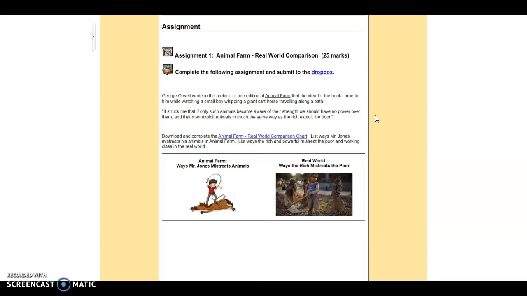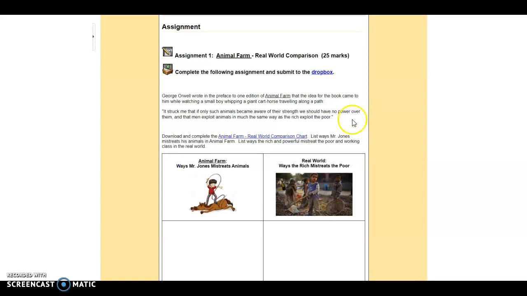So he thought of the idea of Animal Farm because he saw humans abusing animals, and he thought that was a perfect metaphor or a perfect comparison to how the rich and the powerful treat the poor. So in his mind, we mistreat animals in some of the exact same ways that we mistreat poor and working class people.